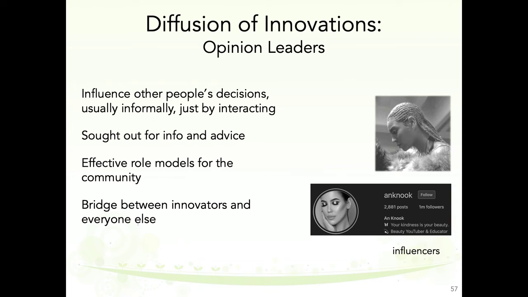So in this theory, Rogers proposed that there are opinion leaders. We might call them influencers now, although they could also be politicians or celebrities or other individuals who aren't famous but are famous locally. You can think about your class group, and there are certain people that are more visible than other people or more popular, and these might be opinion leaders. And they influence other people's decisions informally just by interacting.